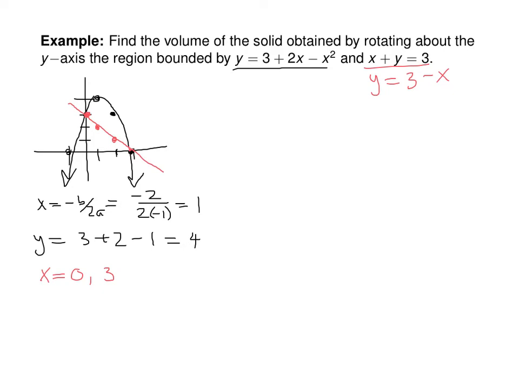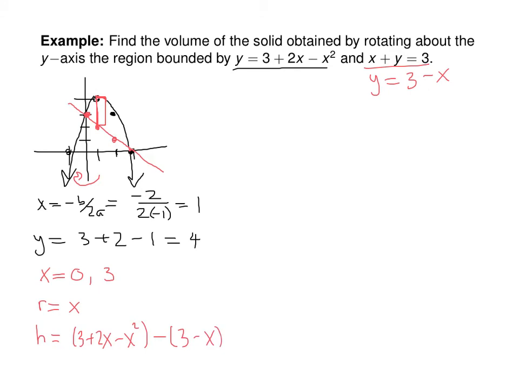So we are going to rotate this region about the y-axis, and it's easiest to use cylindrical shells. So there is a typical rectangle that I'm rotating. Okay, so now the radius is still equal to x. The height's a little bit different, but it's not too bad. You see how the height of that little red box that I drew there is the black curve minus the red curve. So that will be 3 plus 2x minus x squared minus (3 minus x).